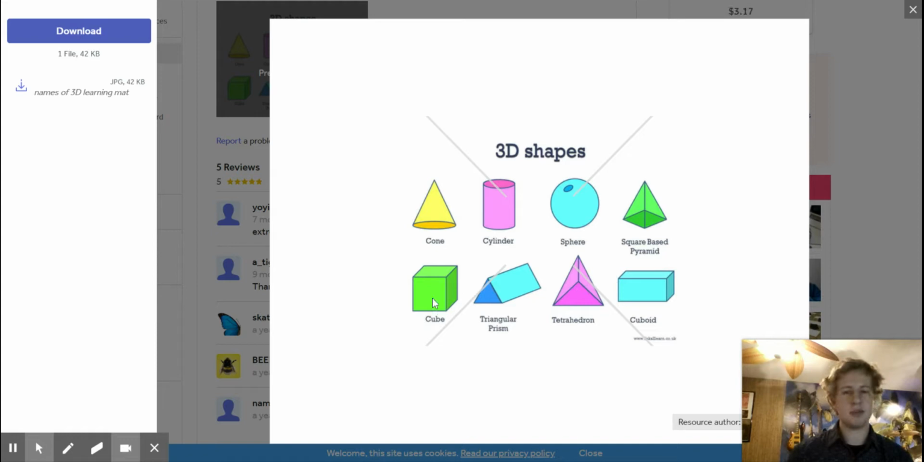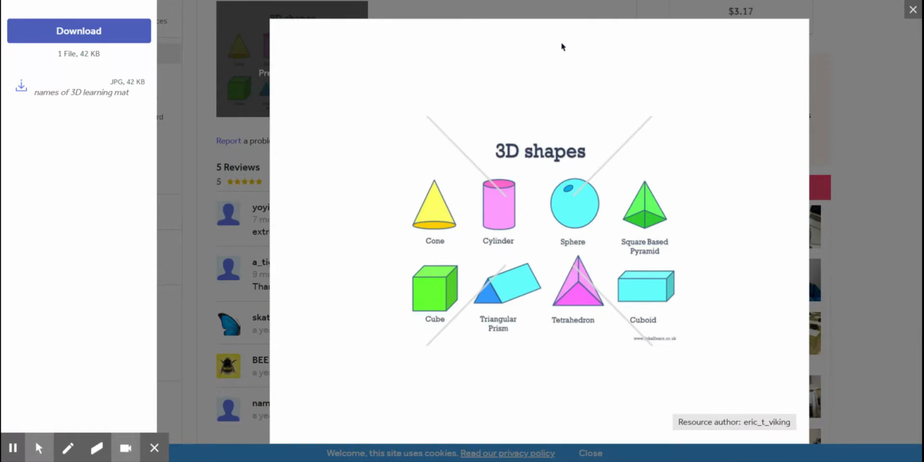So in the example of the cube, we have 6 faces: 1, 2, 3, 1 on the back, 1 on the side, and 1 on the bottom. So we'd have 6 faces multiplied by 360 degrees, and that's how you would find that.